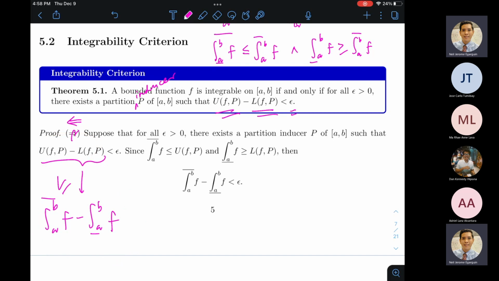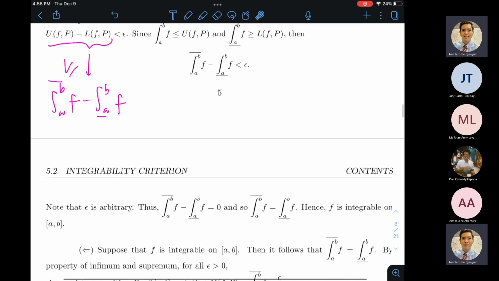So ibig sabihin, ito yung relation. Mas malaki itong original kesa dun sa difference ng dalawang Riemann integrals. But the original sum is less than epsilon. So by transitivity, this guy will be less than epsilon. Okay? But what do we know? This is true for all epsilon greater than 0. Dahil totoo siya sa lahat ng epsilon greater than 0 and the choice of epsilon is arbitrary, then necessarily the difference must be equal to 0.